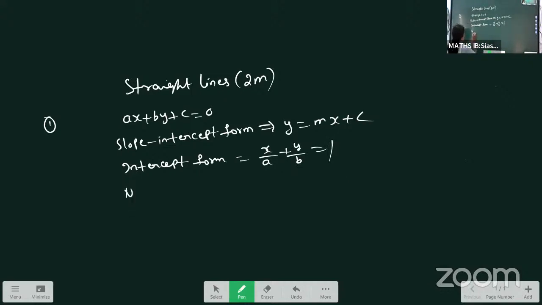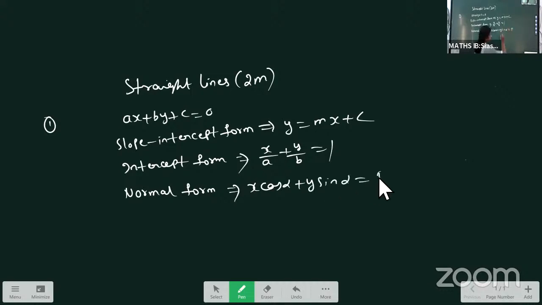Next, the third one is normal form. This will be in the form of x cos alpha plus y sin alpha is equal to p, where p is called the distance from the origin to the line. This is the first concept.